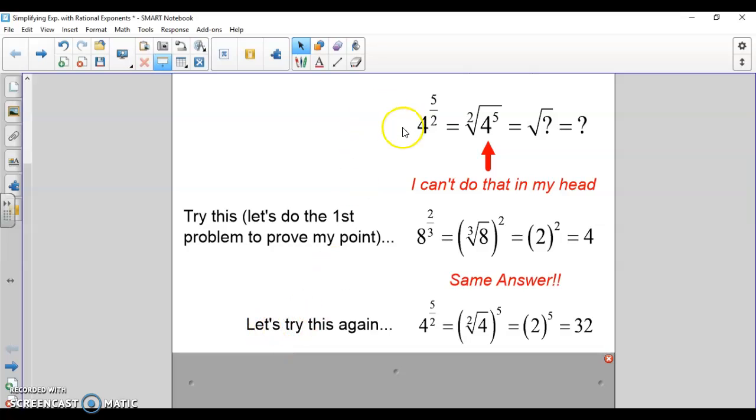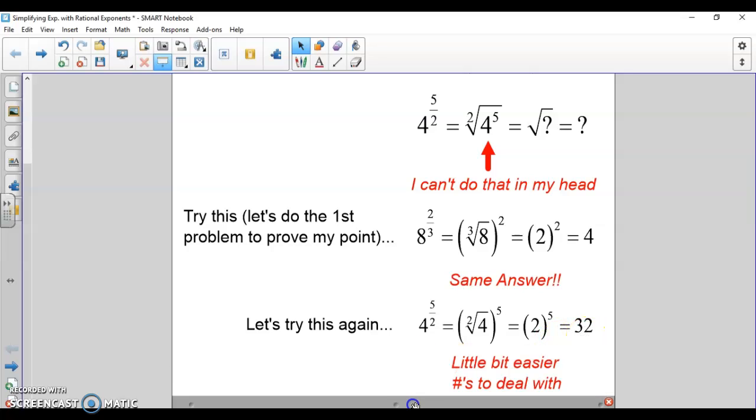Let's try it again with the example I had. 4 to the 5/2 is the square root of 4 to the 5th power. Square root of 4 is 2, easy. 2 to the 5th, if you still need a calculator for it, probably a little bit easier though, smaller numbers at least, so 2 to the 5th is 32.